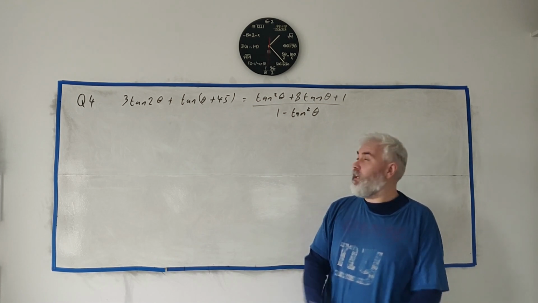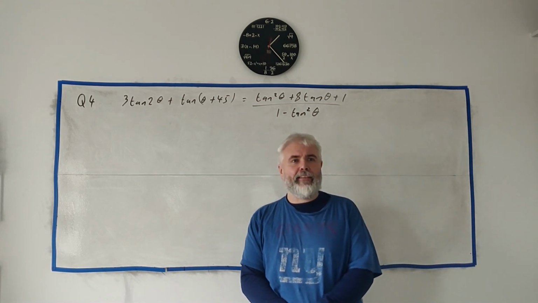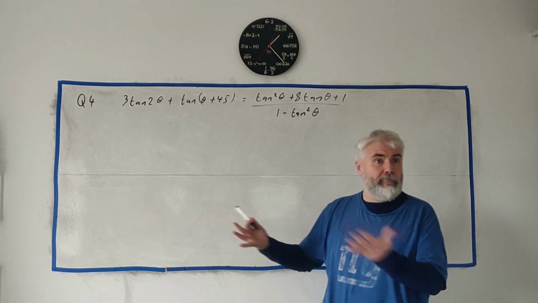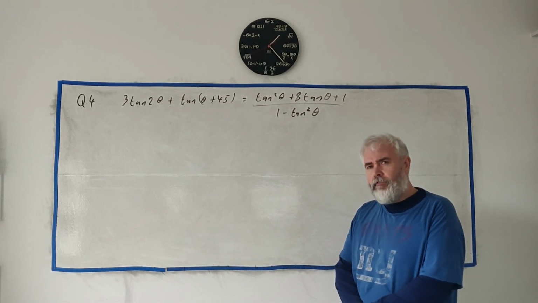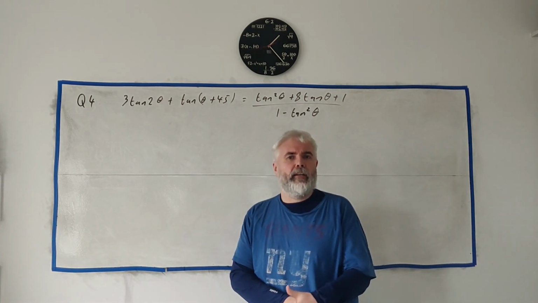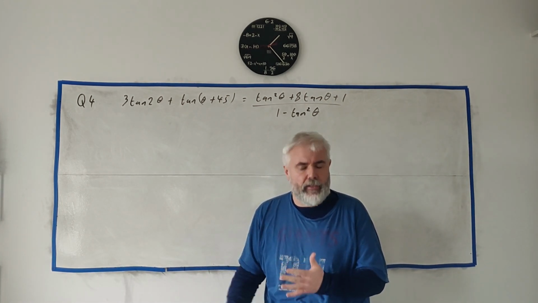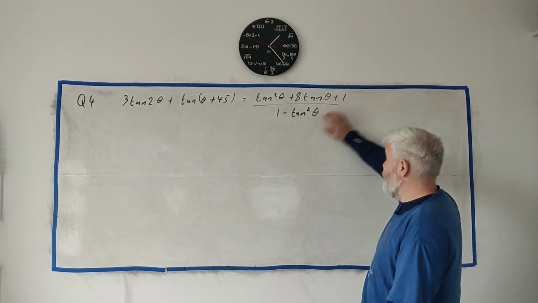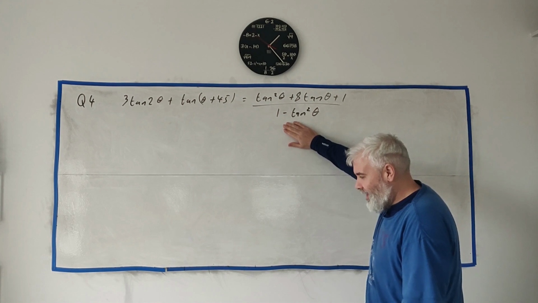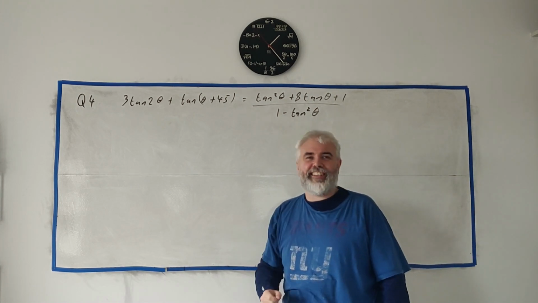In question 4, we're given this trigonometric identity and we're asked to show that one side equals the other. What I often say is take the more complicated side and make it look like the other side. Now, a lot of people would agree this is the more complicated looking side. It's not in this case.